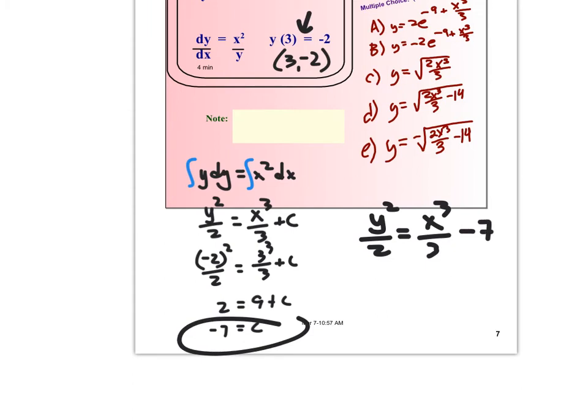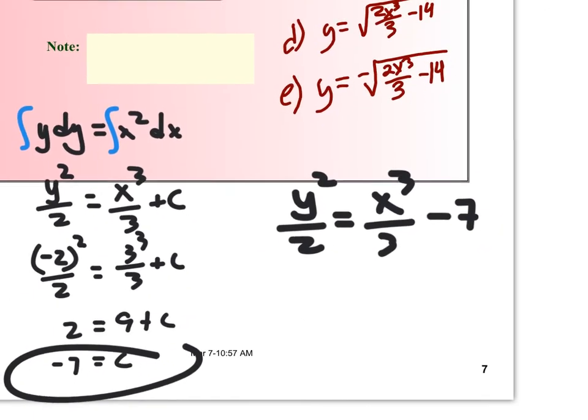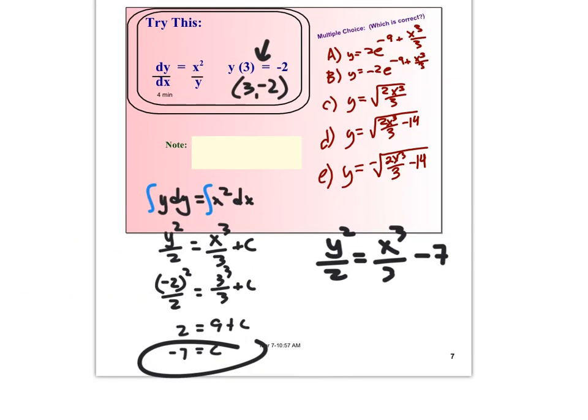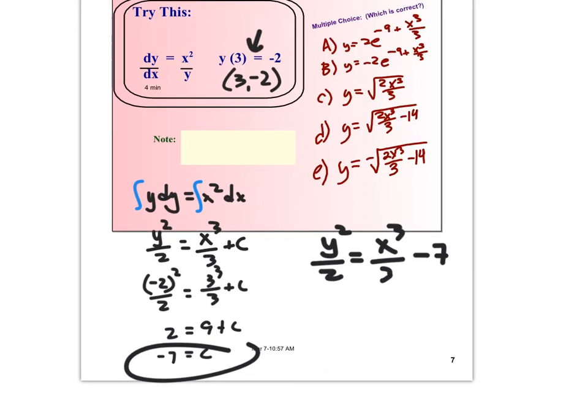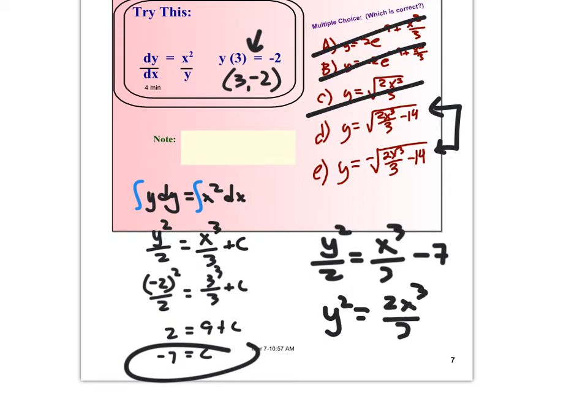So let's see if we can work that out a little bit here. I'm seeing something I like here. I don't see an e at all. That's out. That's out. I'm going to guess that this is out. And I'm going to work my way between these two, and they look very similar. One's positive, one's negative, so let's see what happens. So I multiply both sides by 2, and I get y squared equals 2x cubed over 3 minus 14. And then I take the square root.